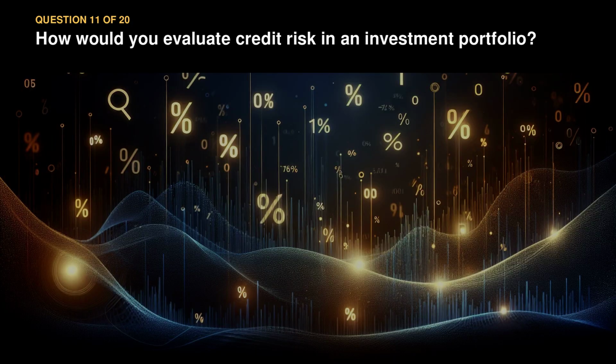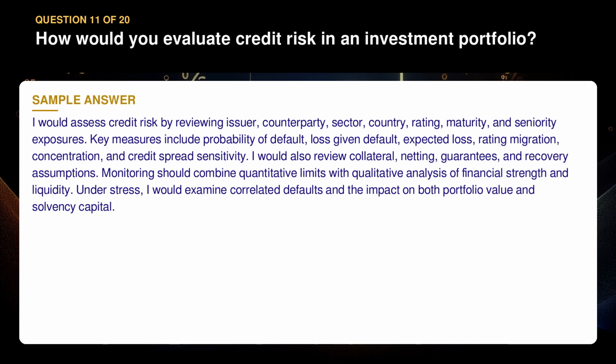Question 11. How would you evaluate credit risk in an investment portfolio? I would assess credit risk by reviewing issuer, counterparty, sector, country, rating, maturity, and seniority exposures. Key measures include probability of default, loss given default, expected loss, rating migration, concentration, and credit spread sensitivity. I would also review collateral, netting, guarantees, and recovery assumptions. Monitoring should combine quantitative limits with qualitative analysis of financial strength and liquidity. Under stress, I would examine correlated defaults and the impact on both portfolio value and solvency capital.